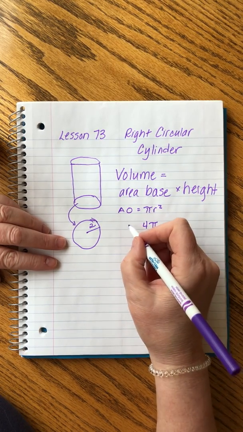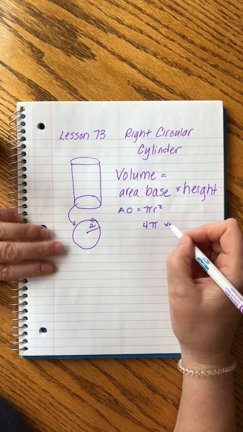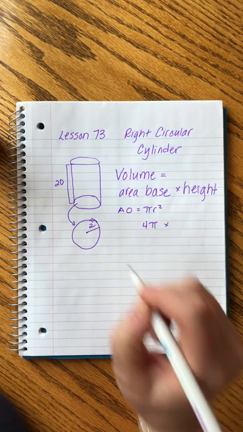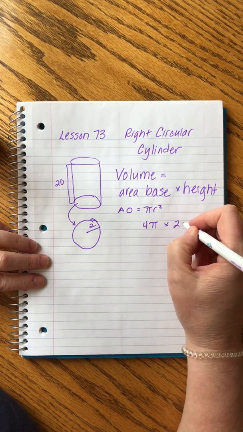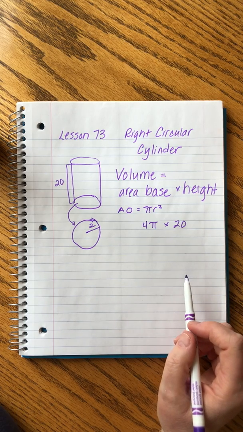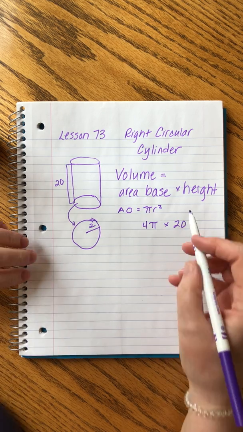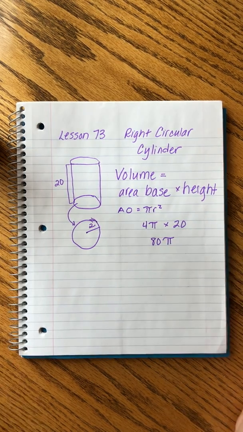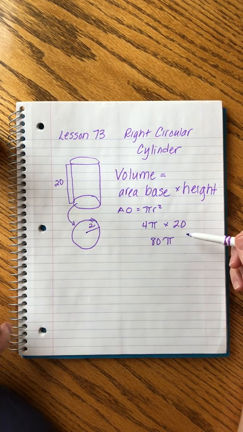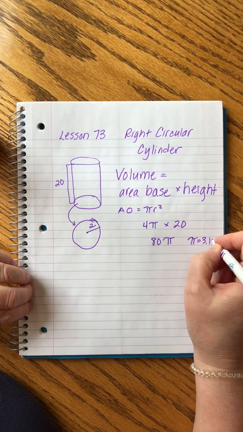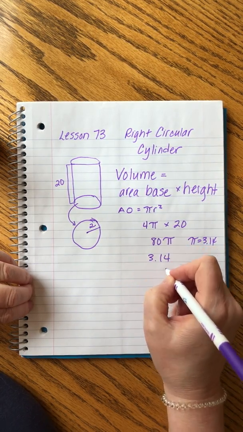Then that's the area of the base, and we multiply it by the height, which we see in the picture is 20. So the volume of this entire creature is 80 pi, right? 4 times 20 gives us 80. And then, remembering that pi equals 3.14, we can do 3.14 times 80.